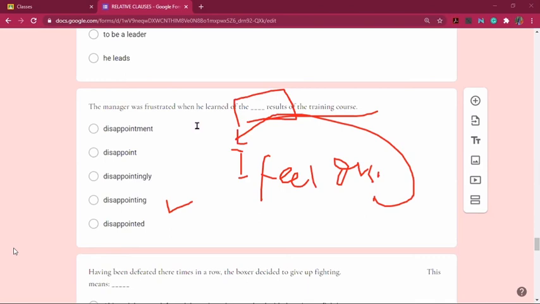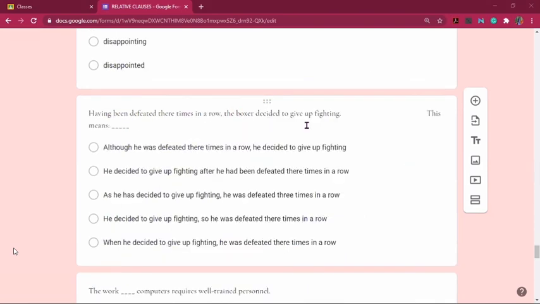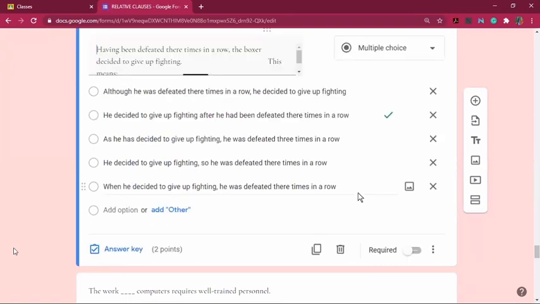Having been defeated 3 times in a row, the boxer decided to give up fighting. So having been defeated 3 times in a row means? Terkalahkan 3 kali berturut-turut. So having been defeated, setelah kalah 3 kali in a row, the boxer decided to give up fighting. So he decided to give up fighting after he had been defeated 3 times in a row. That's the meaning of that sentence. Thank you. Okay, let me continue.